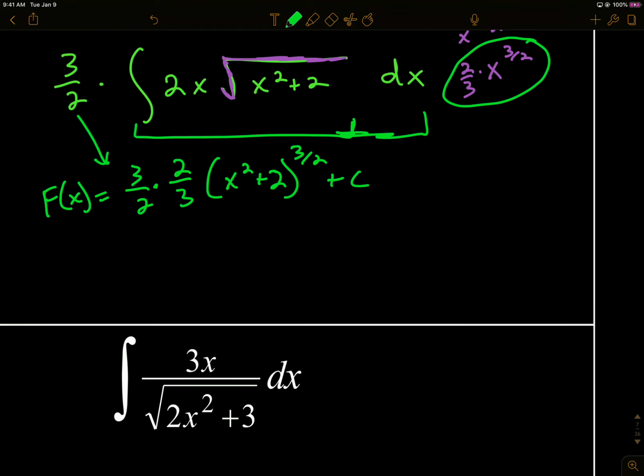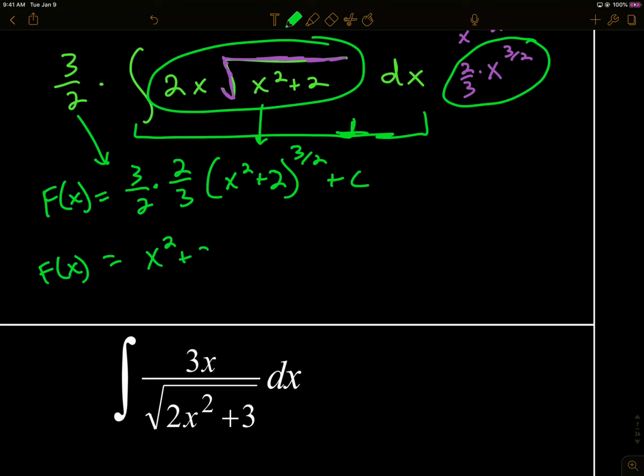So it's pattern recognition that we're reversing the chain rule of derivatives. Then the 3/2 times the 2/3 just become 1. So the final answer is x squared plus 2 to the 3/2 plus c.